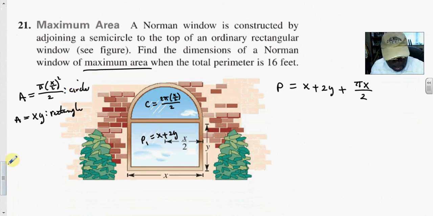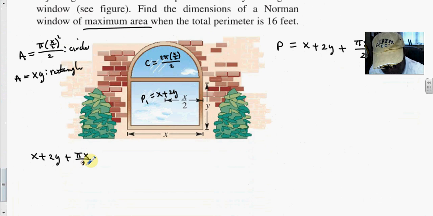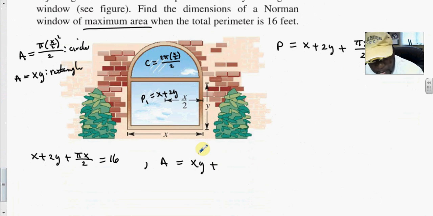Now, let's put everything together. So it tells us that the perimeter is 16. So we have x plus 2y plus pi x over 2 is equal to 16. And then we have the area, the total area is going to be x times y plus this pi times x squared divided by 4 divided by 2. So this is pi x squared over 4 times 2. We get 8.